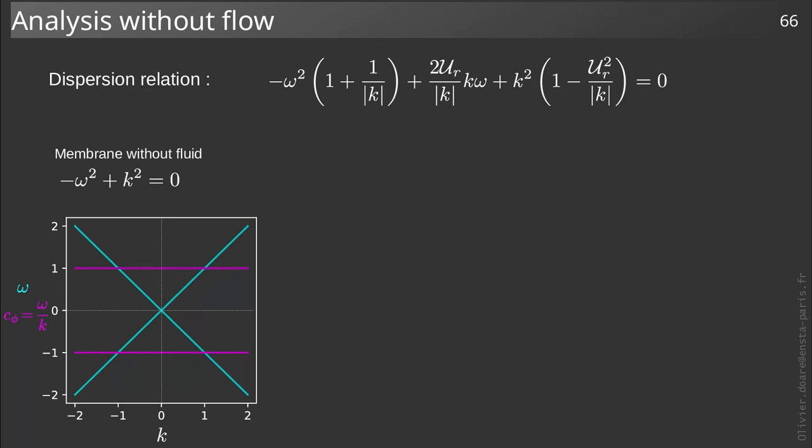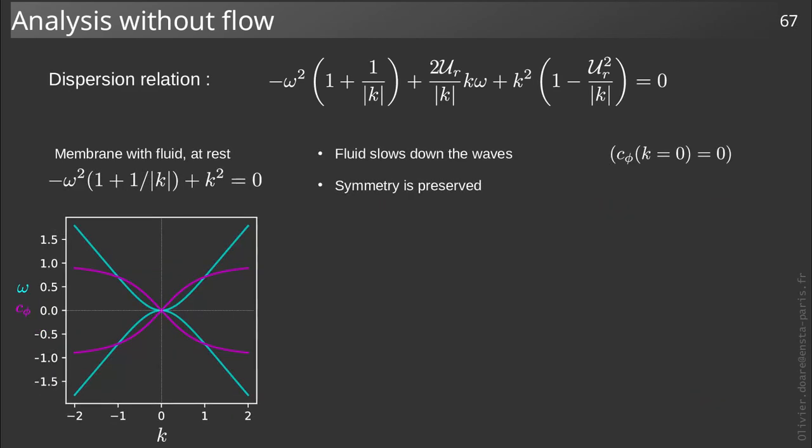In this simple configuration, we can easily see that for each value of k, two values of omega are possible, either plus or minus k. Two waves coexist for a given value of k, one with a phase velocity 1, the other with phase velocity minus 1. Thus, whatever the wave number or equivalently whatever the wavelength, the waves propagate at the same speed, one towards the upstream, one towards the downstream.